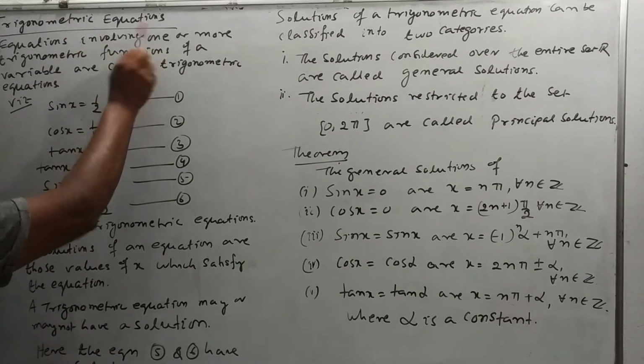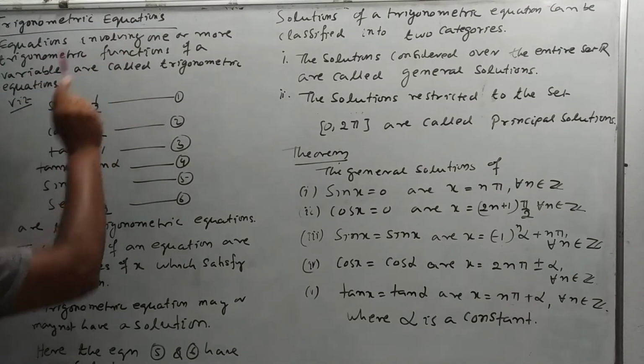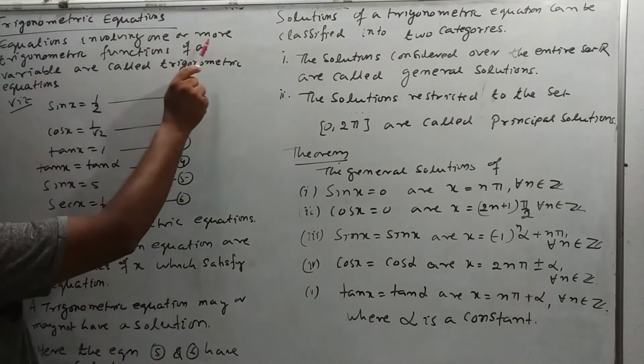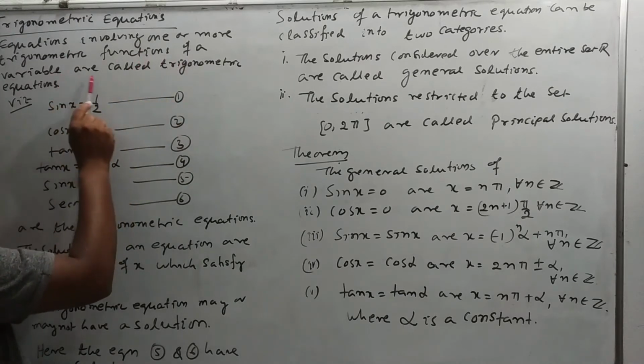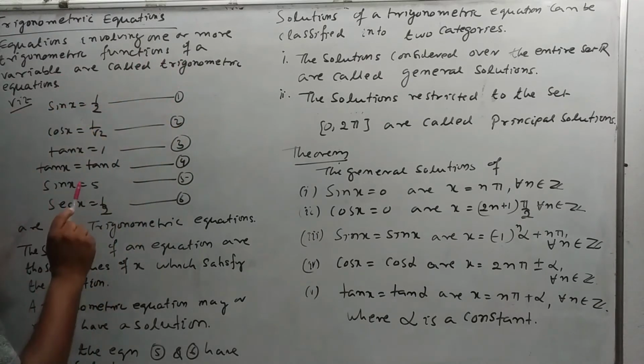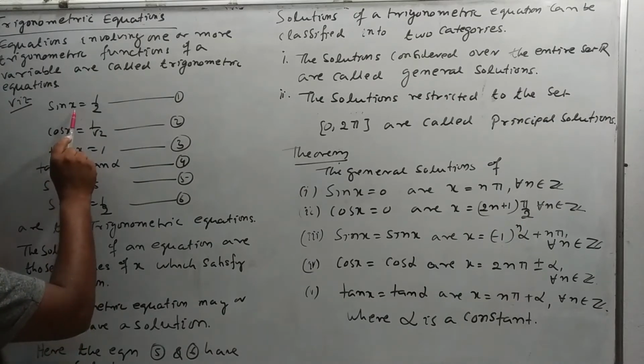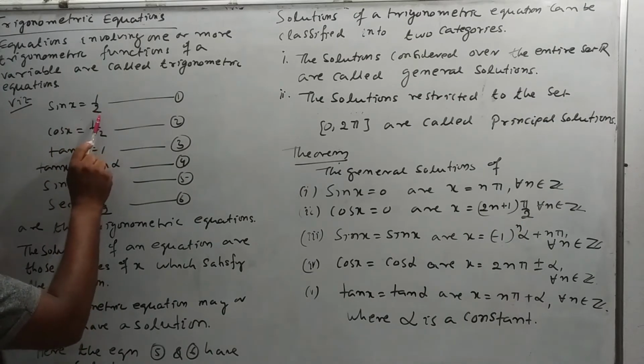Trigonometric equations. Equations involving one or more trigonometric functions of a variable are called trigonometric equations. We take sin x equal to half, which is a trigonometric equation.